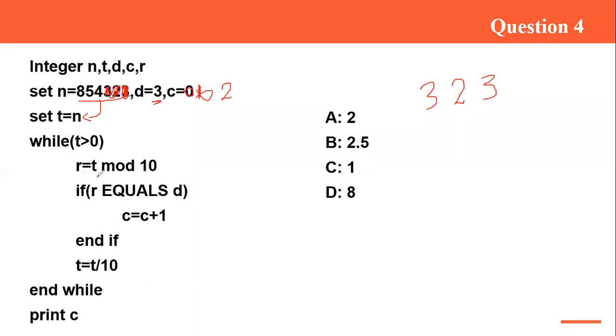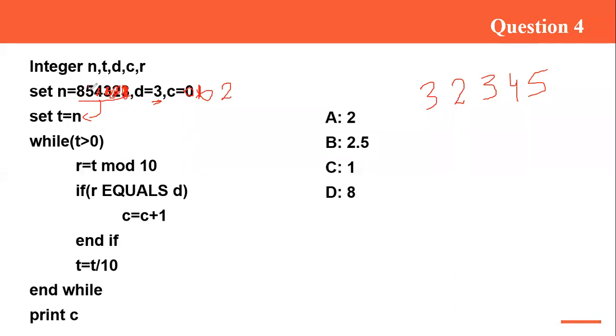854 greater than 0, true. 854 mod 10 will get 4. Now 4 equals 3. Is it true? No, it's not true. So it will come to the next step. T equals T by 10. That digit will be removed. 85 greater than 0, true. It is inside. 85 mod 10 will get 5. 5 equals 3. Is it true? False. C equals C plus 1 will not be executed.